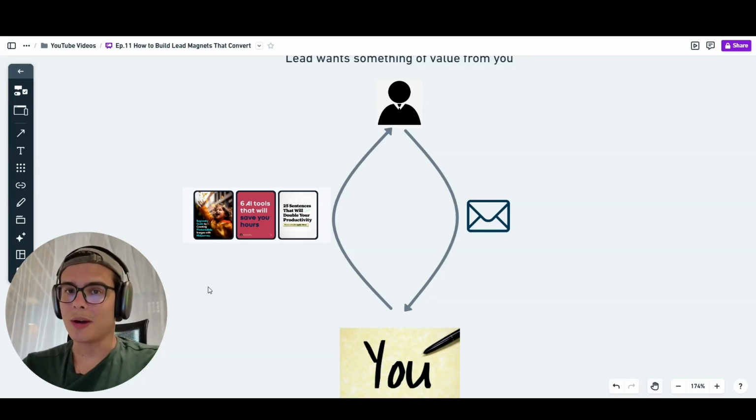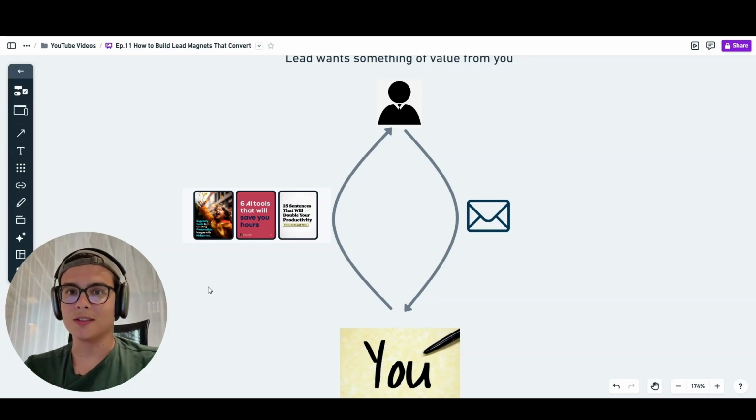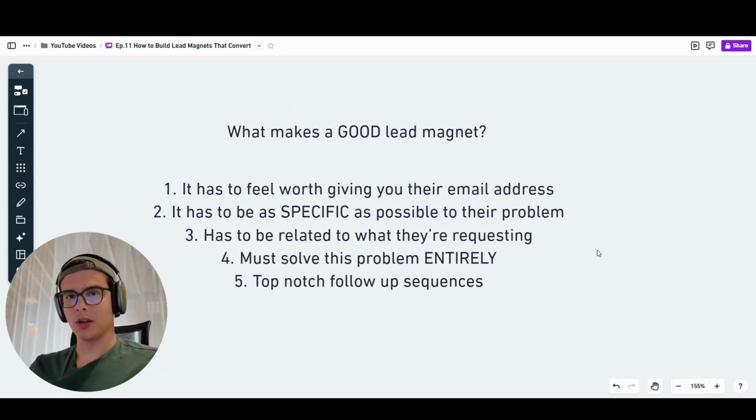So this is extremely powerful, and if you do it right, it'll set you apart from all the other wannabes who are completely just butchering their lead magnets on a regular basis, okay? So before I dive into the framework, I'll explain what exactly makes a good lead magnet, right? And it comprises these 5 things.